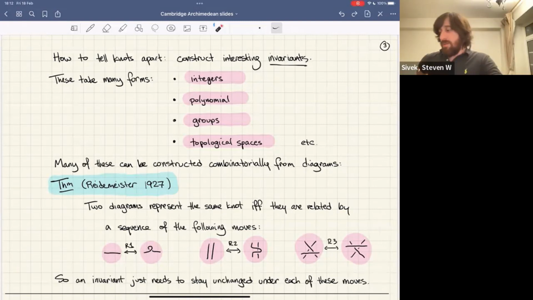Yeah, well, I think the answer is no. I mean, ultimately there is some sort of bound on the number of Reidemeister moves. So it's probably not something like a tower of exponentials.